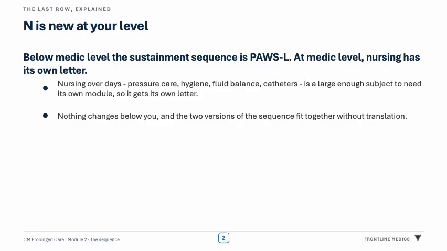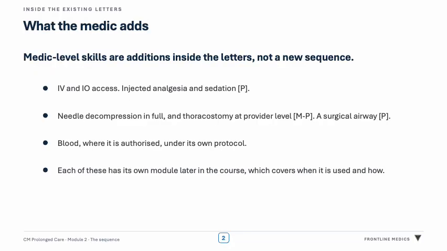One explanation for the last row. Below medic level, the sustainment sequence is pause L. At your level, nursing gets its own letter, because nursing over days, pressure care, hygiene, fluid balance, catheters is a large enough subject to need its own module. Nothing changes below you. The two versions fit together without translation, which matters when you are briefing a lifesaver at 2 in the morning.